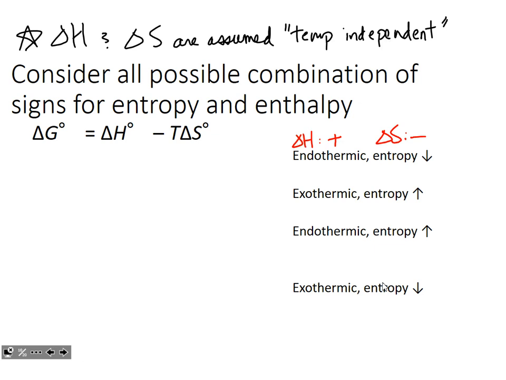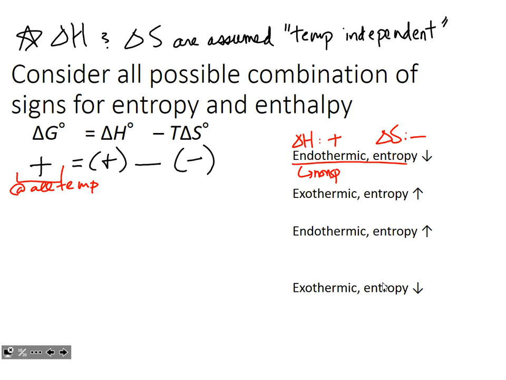This is what I'm going to do: I'm going to plug in, but I'm only going to plug in with signs. So if delta H is positive, and then I'm subtracting from that, I'm not thinking about temperature because it's always going to be positive, I'm subtracting from that a negative. Well, what do I get from that? If you have a positive and then you subtract from it a negative, there's only one sign that you can get. Delta G is going to be positive. More than that, delta G is going to be positive at all temperatures. So this process, one that is endothermic, whose entropy goes down, is non-spontaneous at all temperatures.